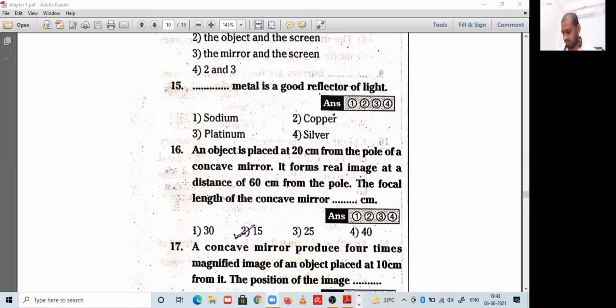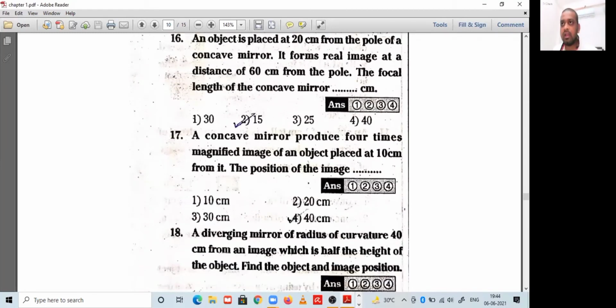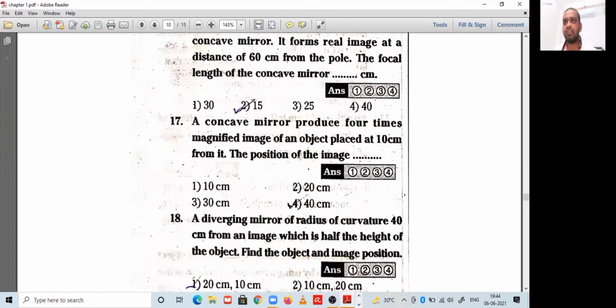Question number 17. A concave mirror produces 4 times magnified image of an object placed at 10 centimeters in front of it. Find out the position of the image. Look at here, m is equal to minus v by u here, and the magnification either may be plus 4 or minus 4.